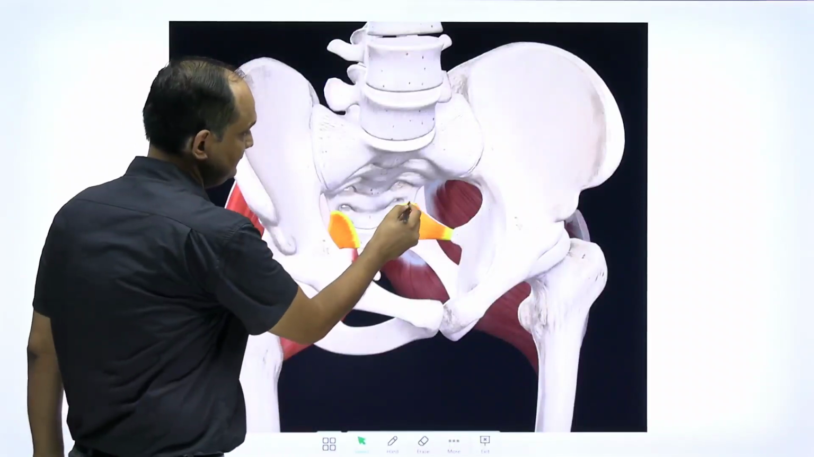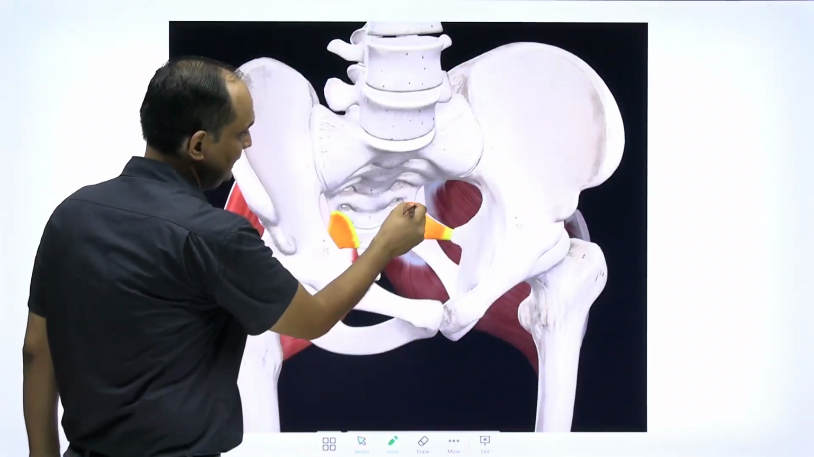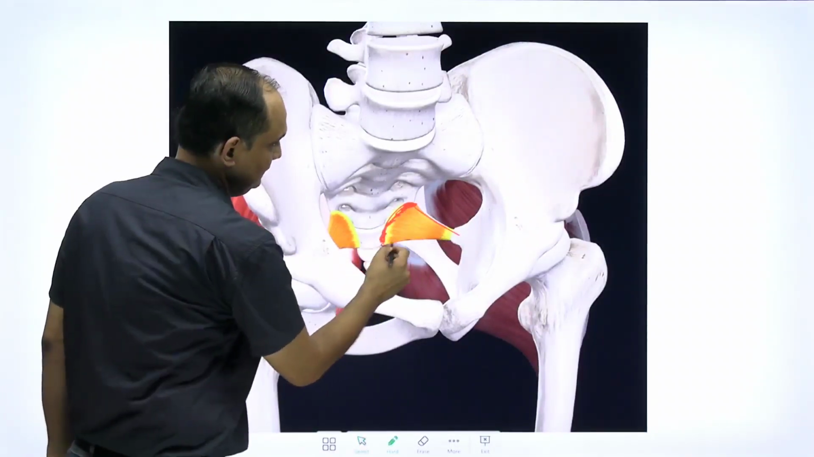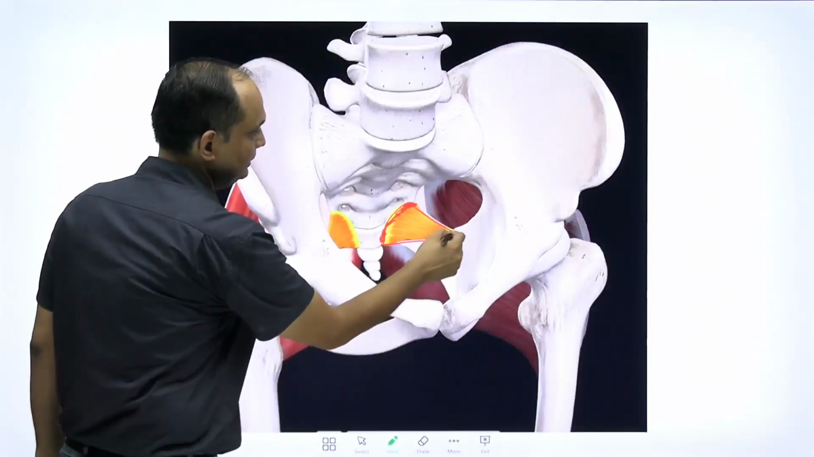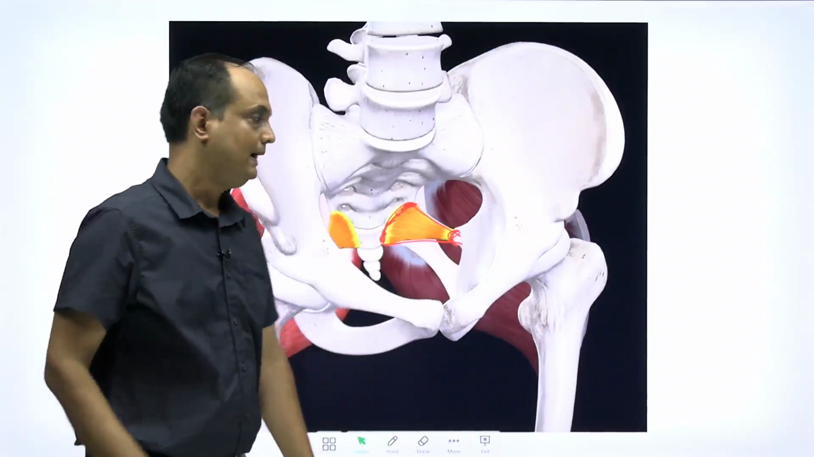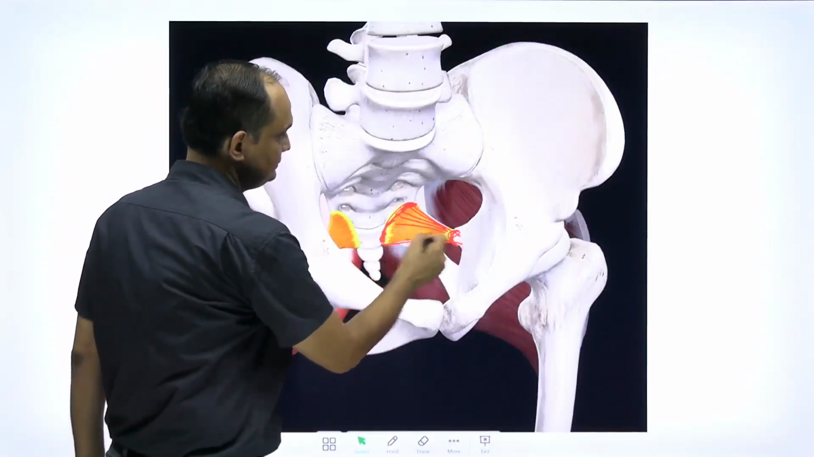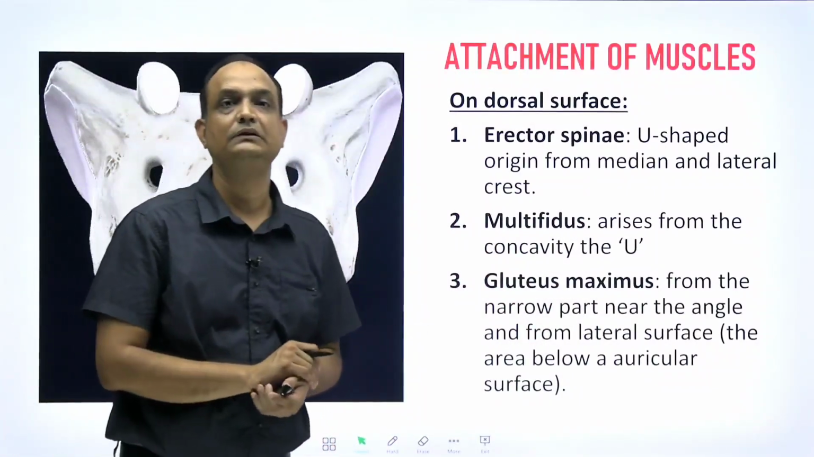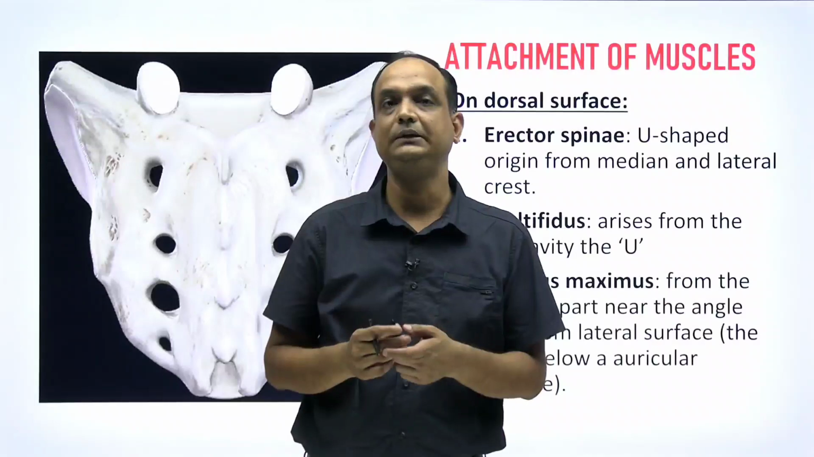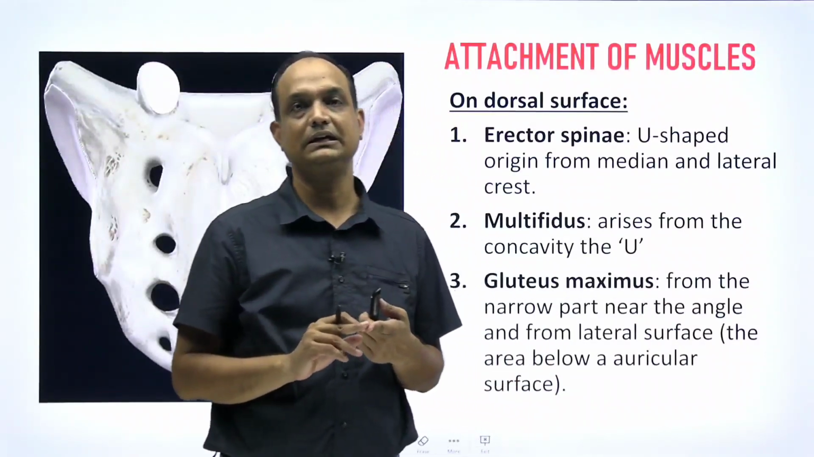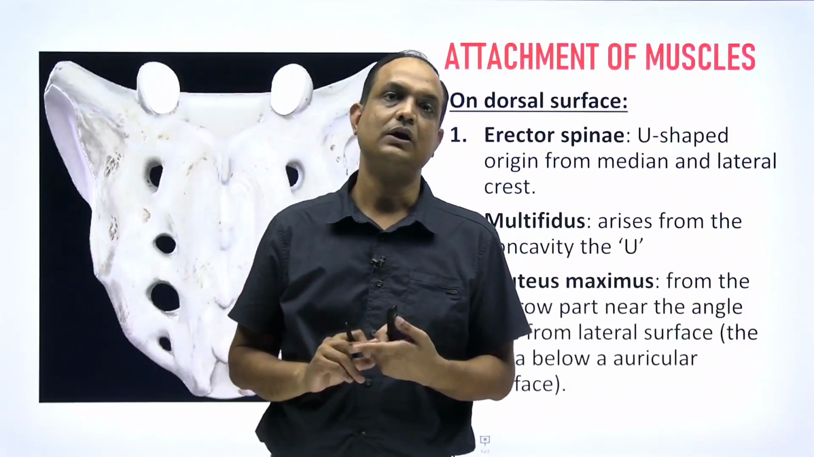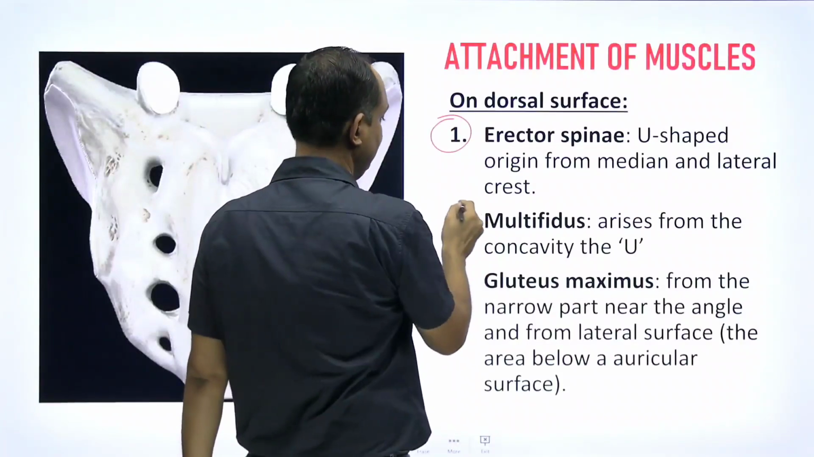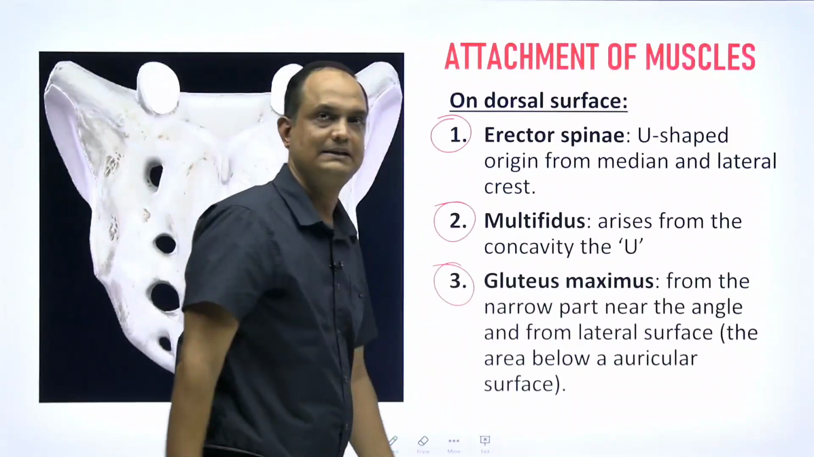Here you can see the attachment of the coccygeus muscle. It originates not only from the adjacent part of the sacrum but also from the coccyx. It is a triangular muscle, inserting on the dorsal surface of the ischial spine. Then you have the attachment of muscles on the dorsal surface. We have seen three muscles on the ventral surface: iliacus, piriformis and coccygeus. On the dorsal surface you again have three muscles: erector spinae, multifidus and gluteus maximus.